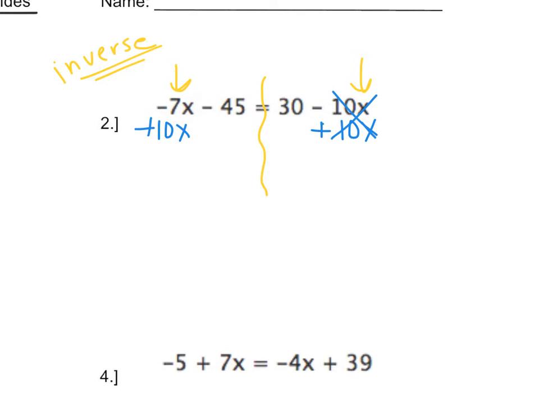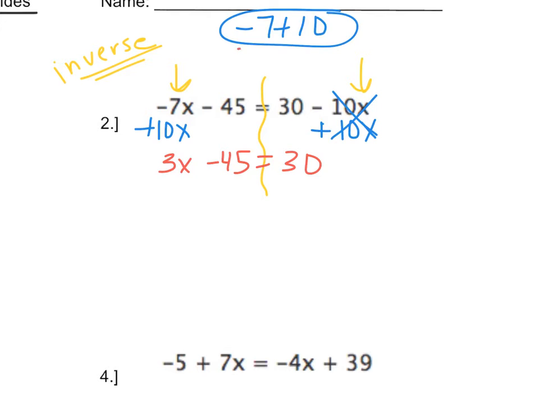Now, careful here with your integers. Negative 7 plus 10. Negative 7 plus 10. That equals a positive 3x. Feel free to use your calculator too if you're still having trouble with problems like this. Okay, now we are in our 2-step equation spot. So now we continue using inverse operations. Our next step would be to get rid of subtraction by doing addition on both sides of the equal sign.